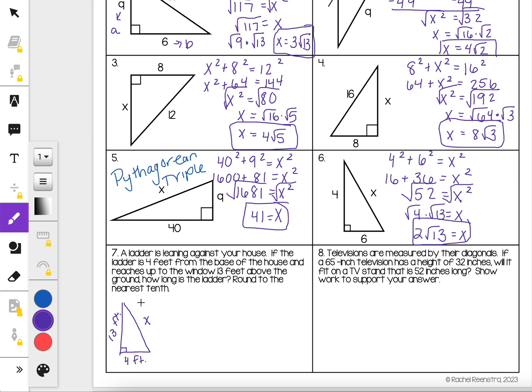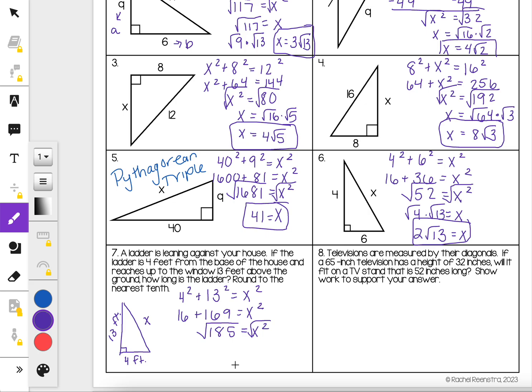Okay, so now that I have that triangle drawn, this looks like one of those Pythagorean theorem problems we did up there. So 4 squared plus 13 squared equals x squared. So 4 squared is 16. 13 squared is 169. So we're going to get 185 equals x squared. Take the square root of both sides.